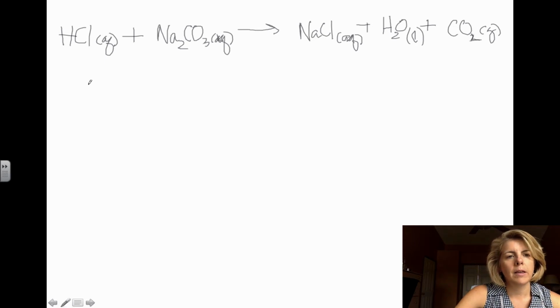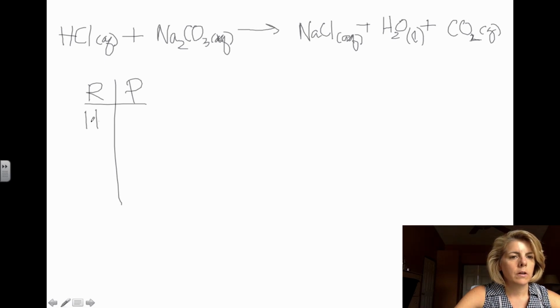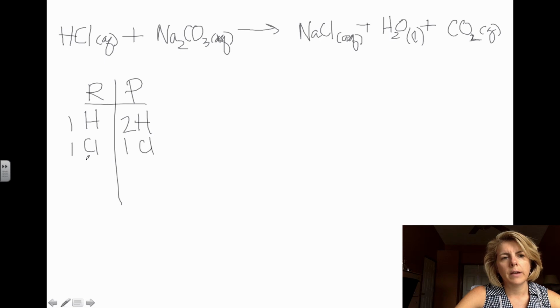Okay, so I'm going to do my tally here. I'm going to have reactant on one side, product on the other. And I'm going to count up hydrogen. Okay, there's 1 hydrogen on this side. There's 2 on the other side because of H2O. Chlorine. There's 1 on this side. There's 1 on the product side. The next is sodium. I have an Na. There's a 2 on this side. There's only 1 sodium in NaCl. And then carbon. There's 1 carbon, 1 carbon.